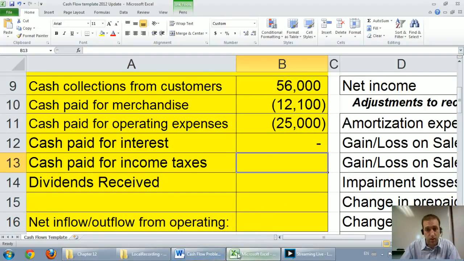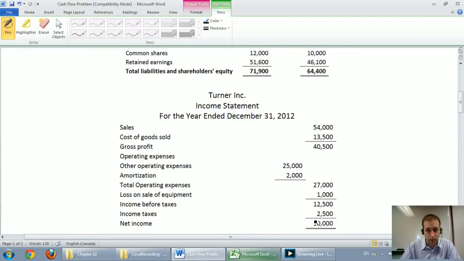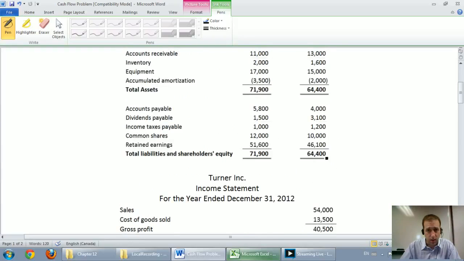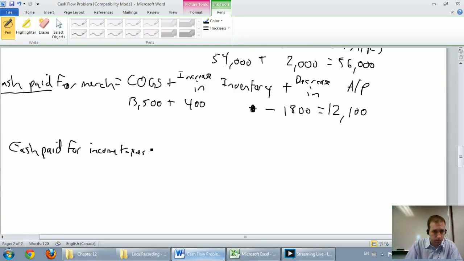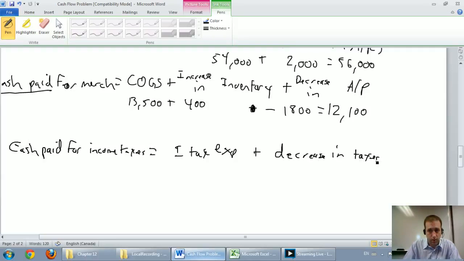Cash paid for income taxes is our next one. I saw income taxes. We have income tax expense of 2,500, and I thought I saw an income taxes payable. Yeah, it was 1,200 last year and 1,000 this year. So let me fill in a formula for that. So cash paid for income taxes is income tax expense plus decrease in taxes payable. And the reason it's plus decrease in taxes payable is because if taxes payable goes down, it means we're paying more of our taxes off. If taxes payable goes up, it means we're keeping the money in our pocket. We're not paying our taxes and we're keeping the money.